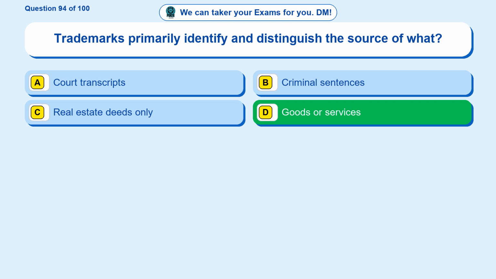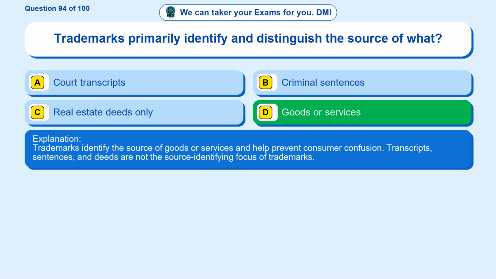Goods or services. Trademarks identify the source of goods or services and help prevent consumer confusion. Transcripts, sentences, and deeds are not the source identifying focus of trademarks.